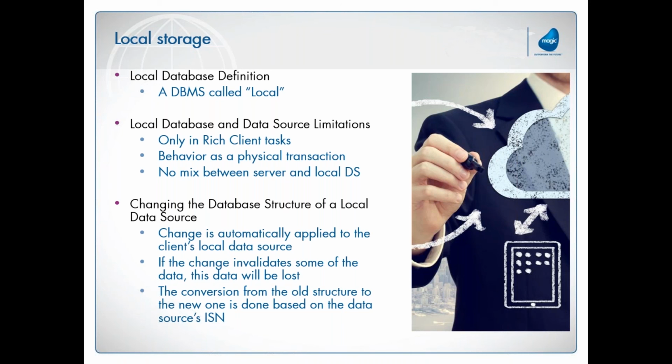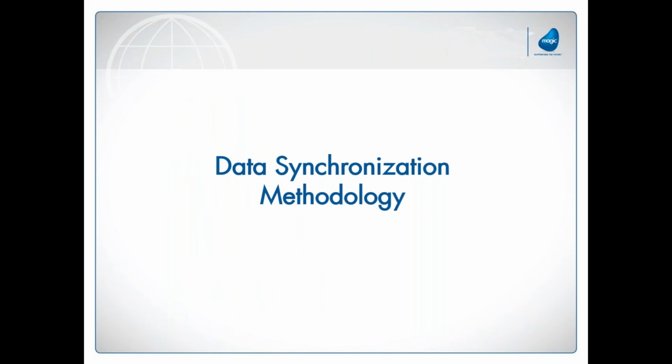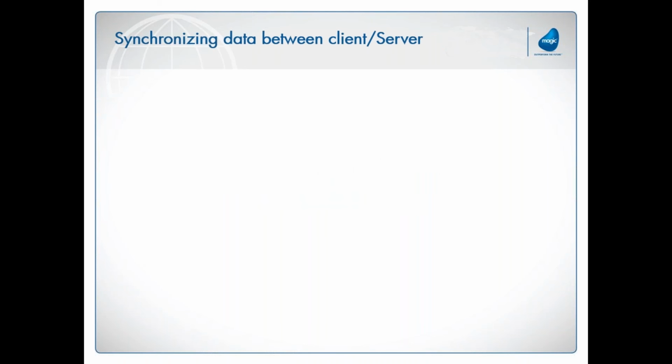Now, of course, if you do something that invalidates the data, for example, change a numeric field to a string or vice versa, then the data in this column will be lost. So it's not a good thing to do. Usually you will add new fields or delete fields, but you will not change the characteristics of the fields. Now, the identification of data sources is done by an ISN. So for example, if you want to rename a data source, the client will still see the original data source and not the renamed one. So if you want to rename something, just duplicate it and not rename it.